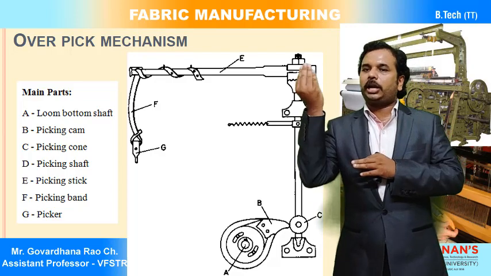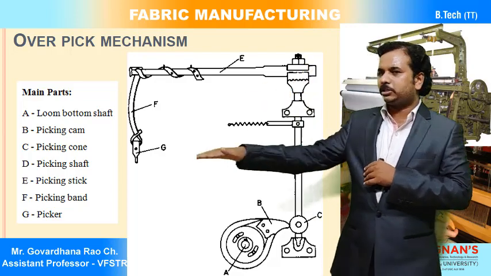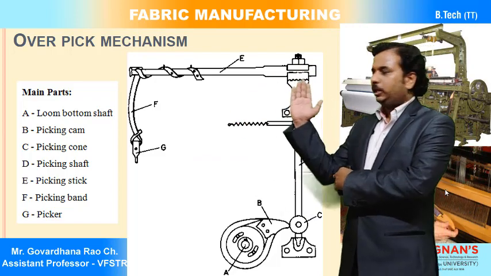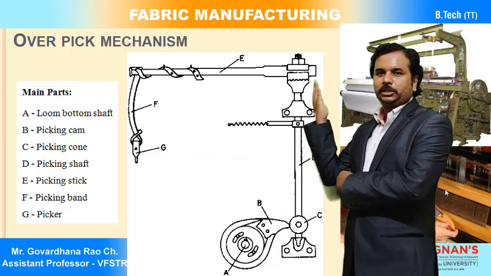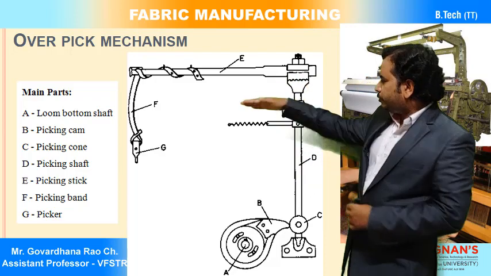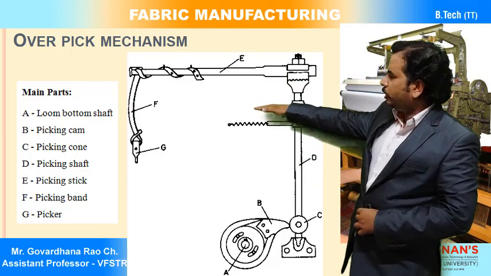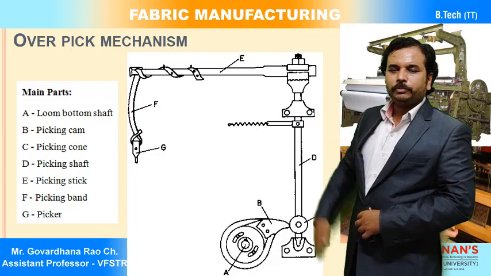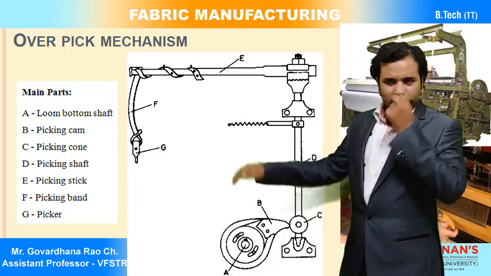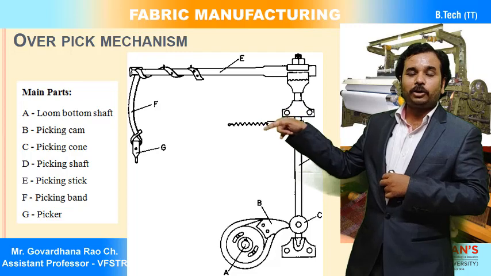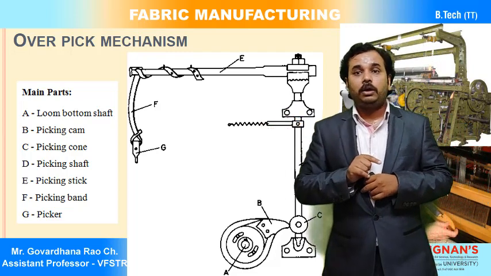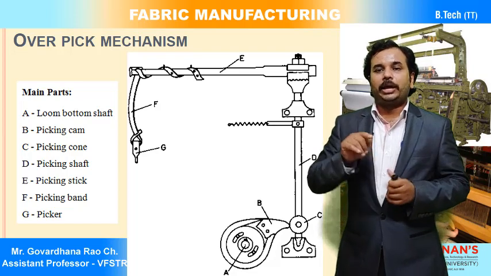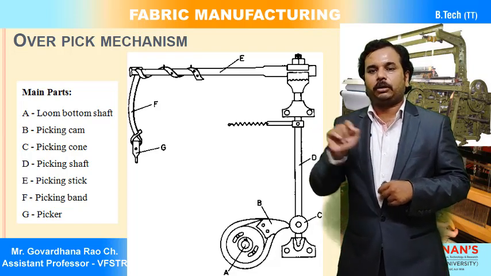So once it is rotated, what will the picking stick do? It will give the motion like this, because the vertical shaft is rotating like this. When it is rotating, the picking stick is fixed at the top side, so the picking stick will come like this. Okay. At the end of the picking stick we have a band, that is the picking band. At the end of the picking band we have a picker.